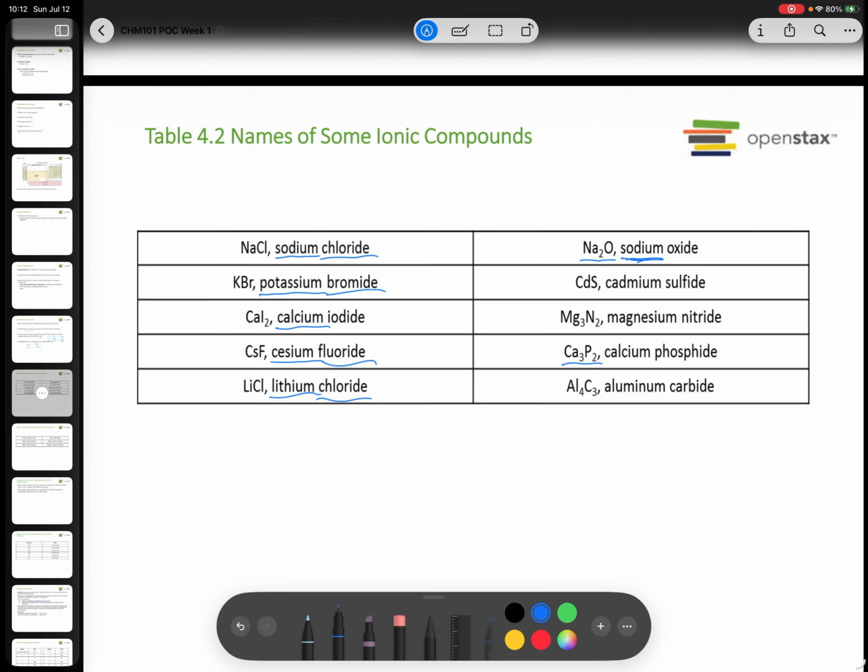Ito, calcium, Ca3 siya, pero calcium pa din. Ito, magnesium, Mg3. Magnesium pa din. Aluminum, yan. Al4. Pero aluminum pa din. And then for the anions nila, no, the partner, IDE pa din. Oxide, sulfide, nitride, phosphide, carbide, no? So, carbon din yung special, no? Carbide siya. Hindi siya carbonide, no? Or hindi siya carbode. Carbide yung tawag pag carbon yung ating anion. Okay? Nag-a-act as an ion. Okay?